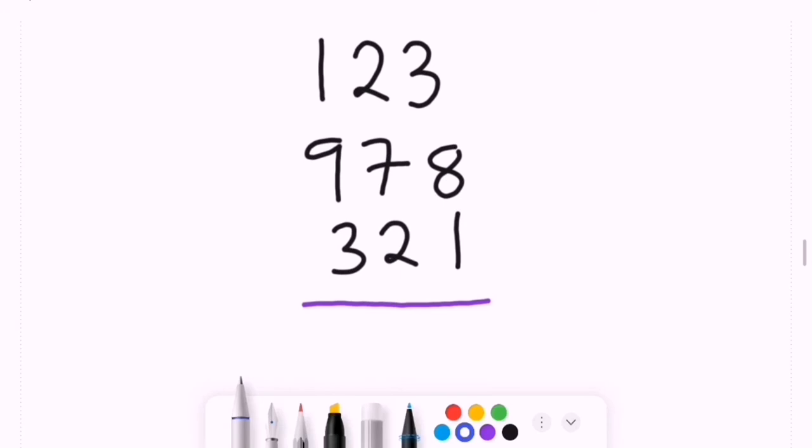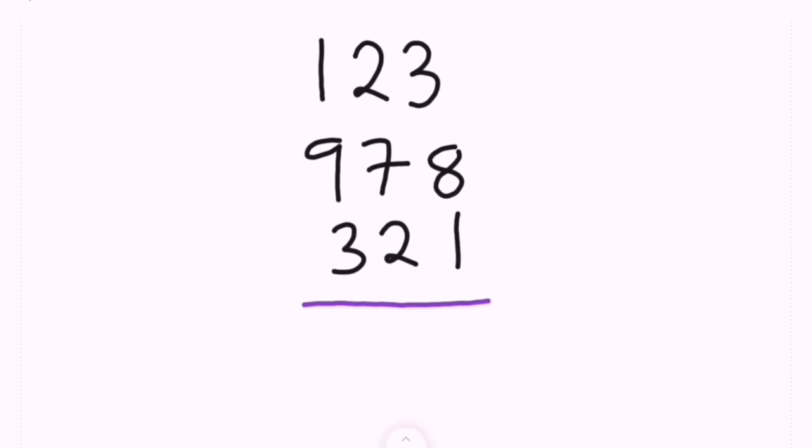So let's try it one more and see. Maybe if it gets more, maybe we cannot do it very fast. Okay, now we have 123 plus 978 plus 321. The same thing, we are going to start from this side, and we are going to start with this 100. We say 100 plus 900, which is 1000. 1000 plus 300, which is 1300. 1300 plus 20, which is 1320. 1320 plus 70, which is 1390. 1390 plus 20, 1410. 1410 plus 3, 1413.